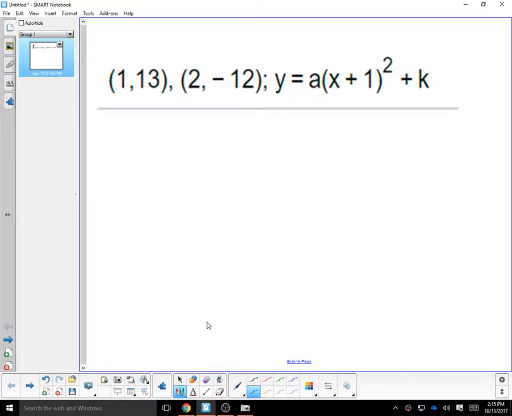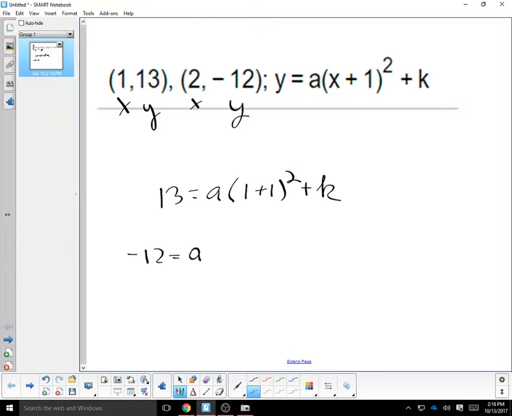Ready? So this is x, this is y, this is x, this is y, right? Two separate points. Now, what they gave us up there was the vertex form of the equation. Okay? So I'm just going to plug in x and y. So for the first one, it's going to be 13 is equal to a times (1 plus 1) squared plus k. And then the other equation would read negative 12 equals a times (2 plus 1) squared plus k, right?